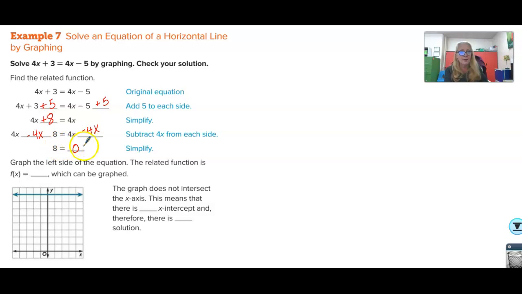But remember, we're just going to replace 0 with y. So we end up with an equation which is just y equals 8, all right? Or f of x equals 8, which can be graphed as a horizontal line at 8. The graph does not intersect the x-axis. This means that there is no x-intercept, and therefore there is no solution. The solution would be where it intersects x.